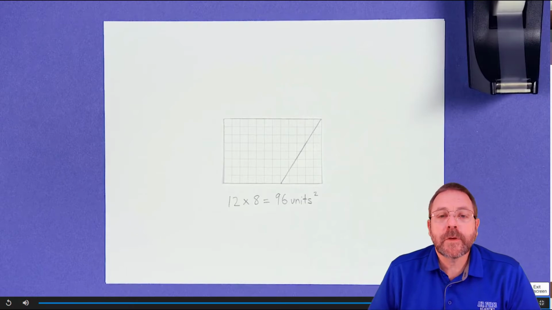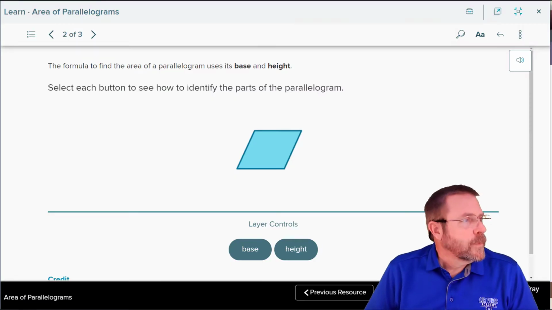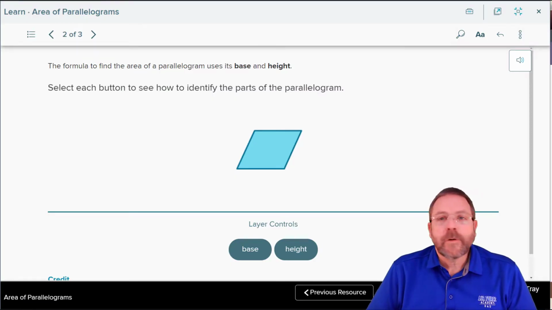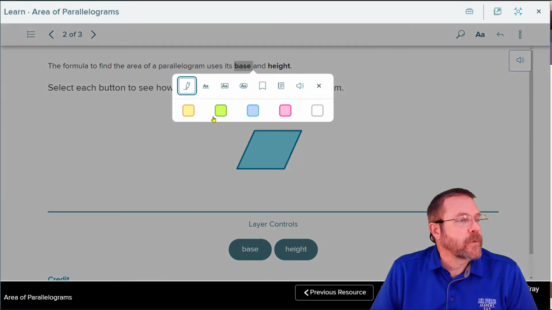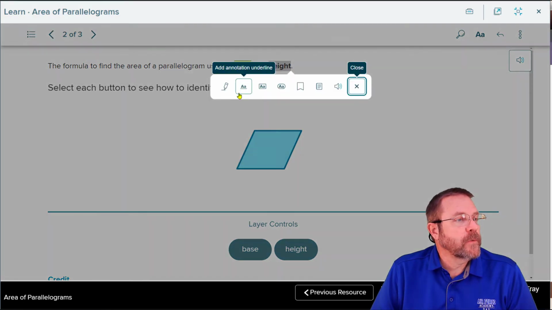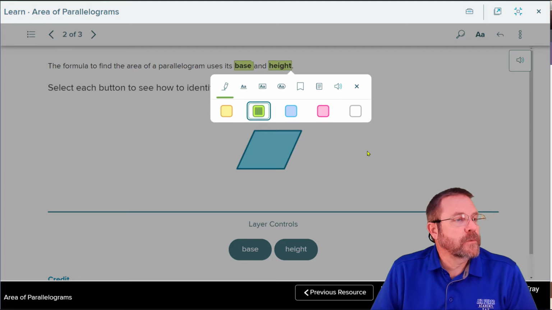Well, okay, that's pretty simple. I think you guys can handle it, and we're going to dig into it a little bit further before we just throw you to the wolves. The formula to find the area of a parallelogram uses base and height. And to identify these things, we're going to press a button here. Now, I should point out that base is going to be a vocabulary term you're going to see on your upcoming vocab quiz, and height is as well.